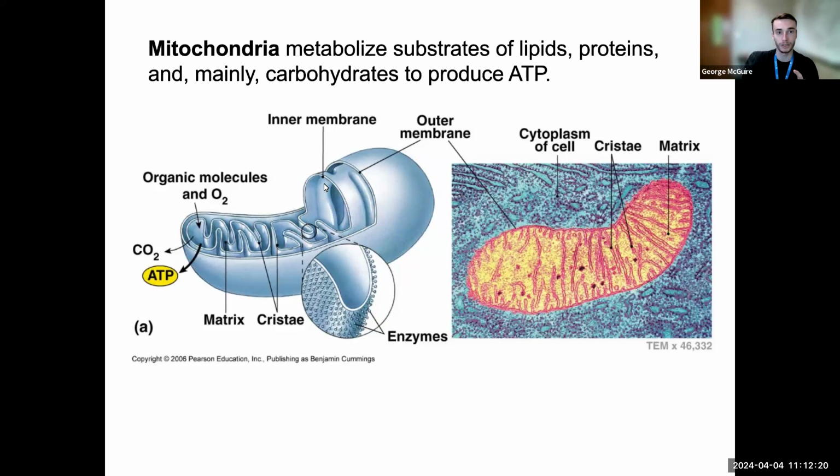So it has its own membrane. So the inner membrane of the mitochondria would have been the original plasma membrane of that smaller prokaryote. And it has the second, its outer membrane, which was the plasma membrane of the larger prokaryote that engulfed it.